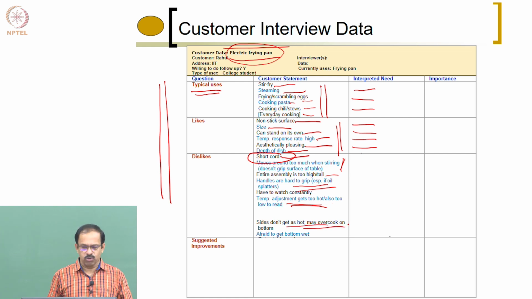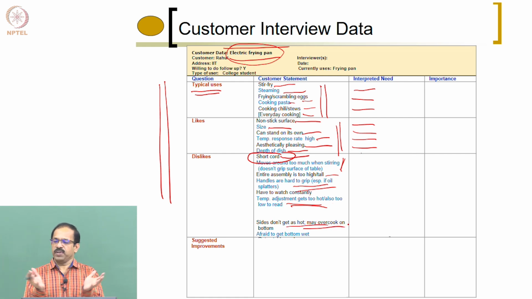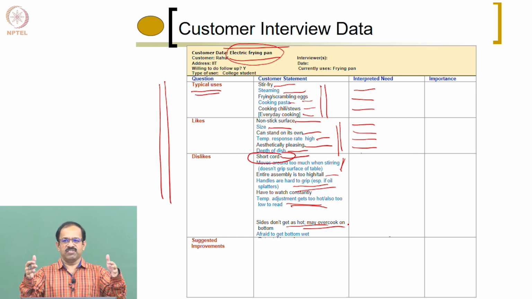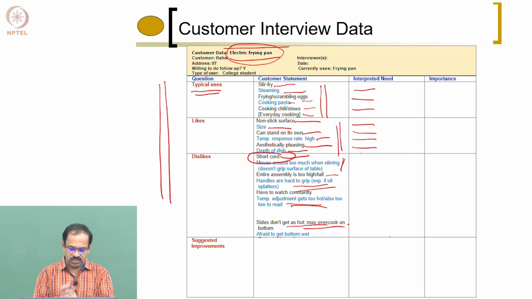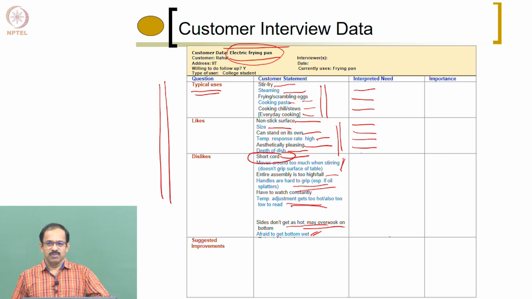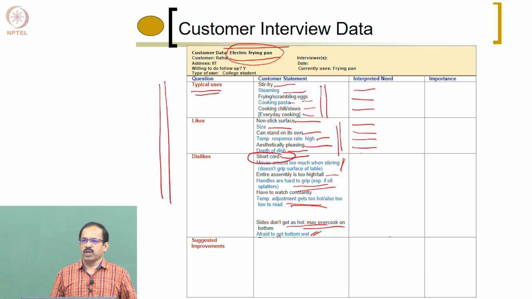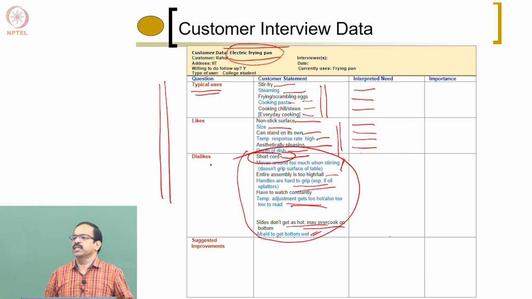And the sides don't get as hot, may overcook on the bottom. So the distribution of temperature is not uniform. Bottom it has got high temperature and the sides the temperature is less. So that is something which he does not like. And afraid to get bottom wet. So at the bottom, if you make it wet, then there may be some problem with the electric one. So they are afraid of electric shocks and other things. That's why afraid to get the bottom wet. So the customer says these are the things he does not like in the product.